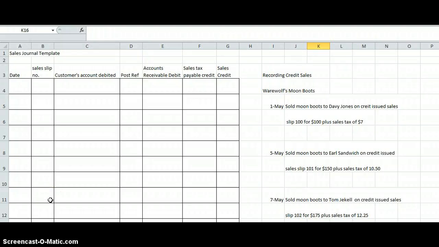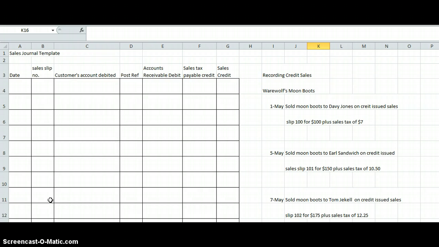Hi, welcome to accounting. Today we're going to work on sales journals. Sales journals are special journals that are used for only one type of transaction. Special journals, like the sales journals, are created to save time because the journal entries are going to be the same over and over again.